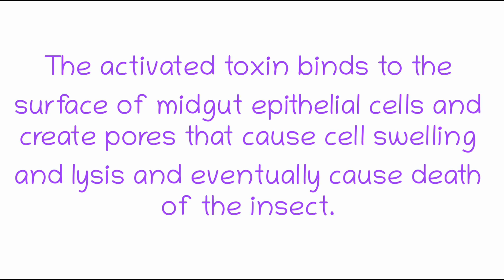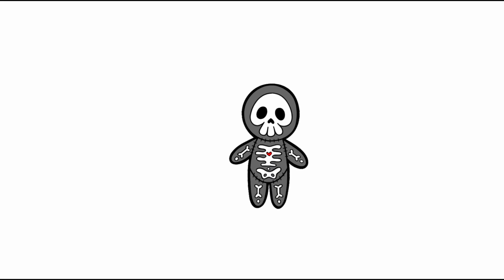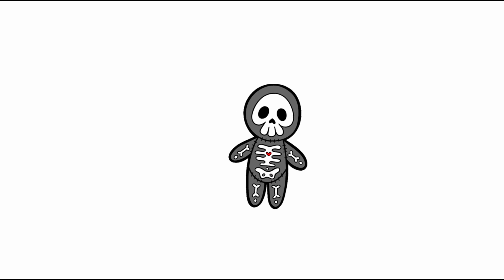The activated toxin binds to the surface of the midgut epithelial cell and creates pores that cause cell swelling and lysis, and eventually cause the death of the insect. Then specific Bt toxin genes were isolated from this Bacillus thuringiensis and incorporated into several crop plants such as cotton.